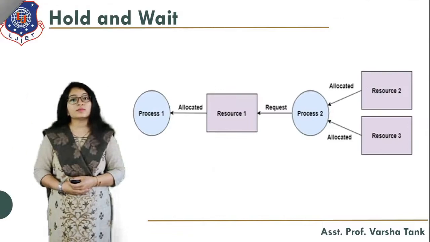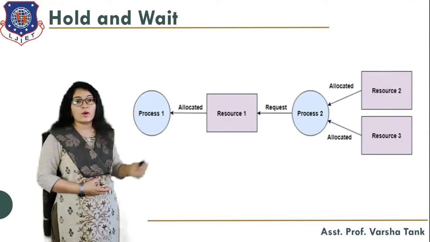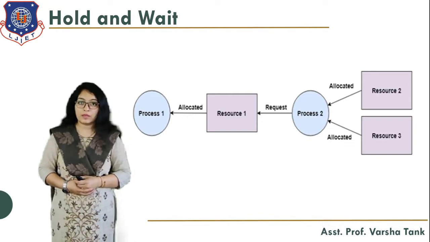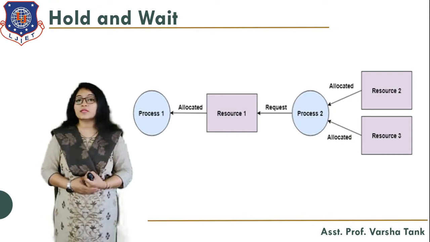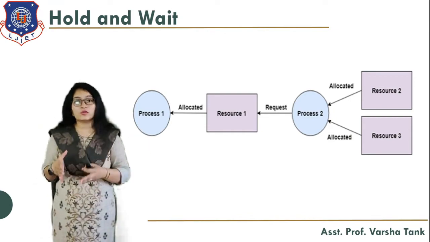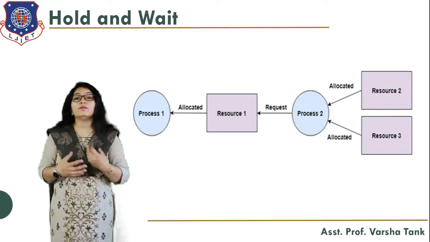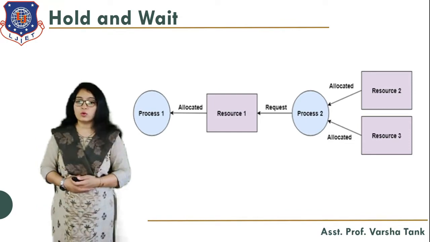So let's see. Here you can see in this figure, process 2 has acquired resource 2 and resource 3, but still it wants resource 1, which is acquired by process 1. So this is the hold and wait condition. The process has resources, still it wants more resources. That is known as the hold and wait condition.